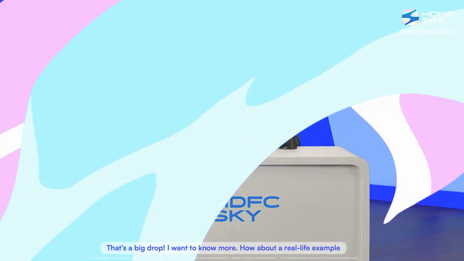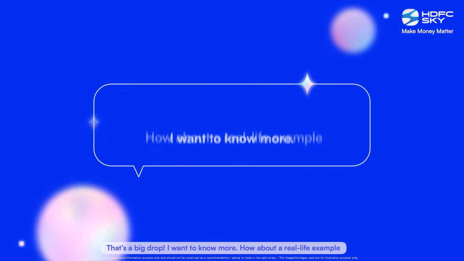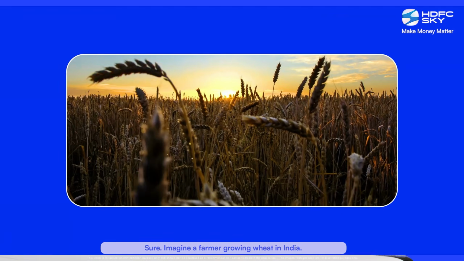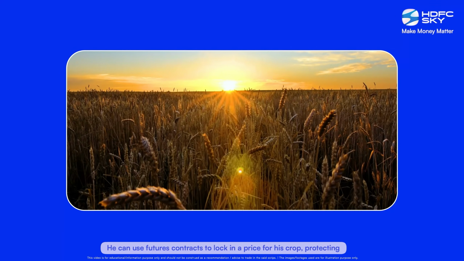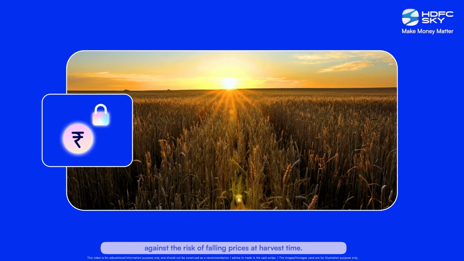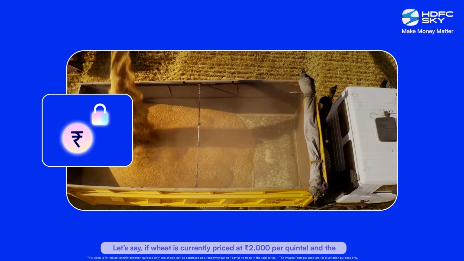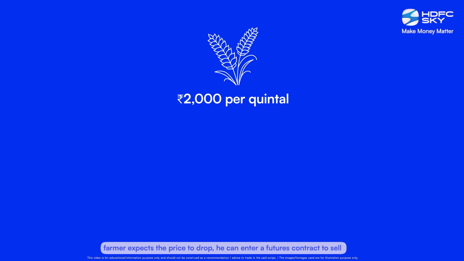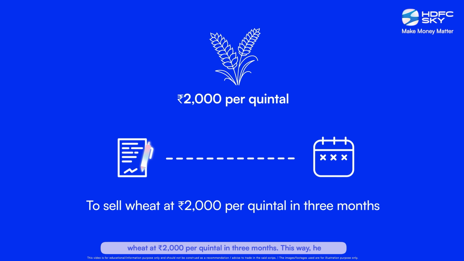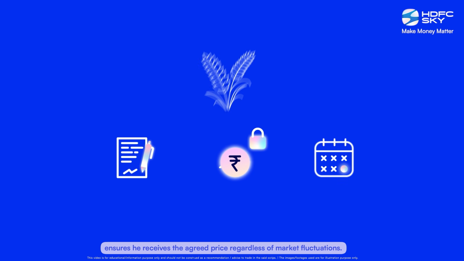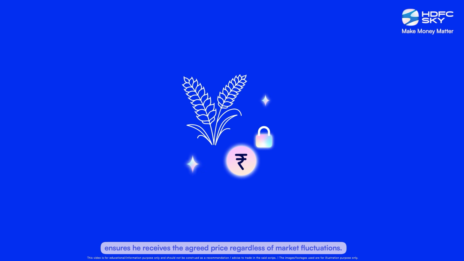That's a big drop. I want to know more. How about a real-life example closer to home? Sure, imagine a farmer growing wheat in India. He can use futures contracts to lock in a price for his crop, protecting against the risk of falling prices at harvest time. Let's say if wheat is currently priced at rupees 2000 per quintal and the farmer expects the price to drop, he can enter a futures contract to sell wheat at rupees 2000 per quintal in 3 months. This way, he ensures he receives the agreed price regardless of market fluctuations.